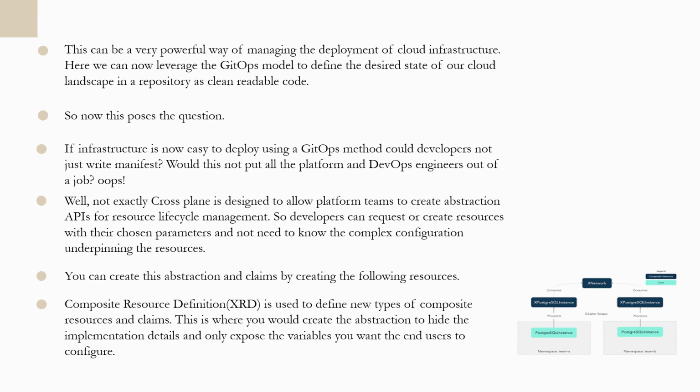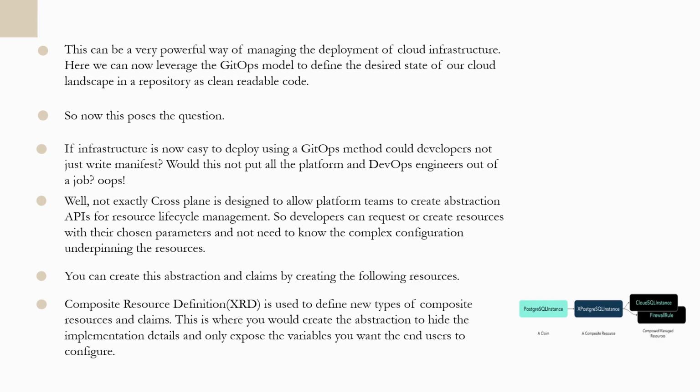You can create this abstraction by creating the following resources. Composite Resource Definition, XRD, is used to define new types of composite resources and claims. This is where you would create the abstraction to hide the implementation details and only expose variables you want the end users to configure.